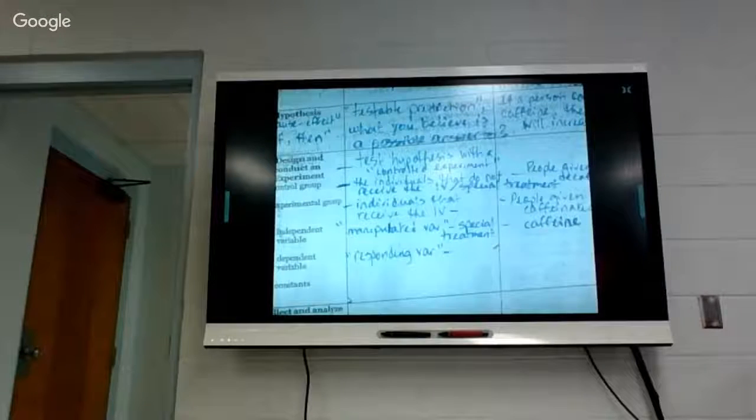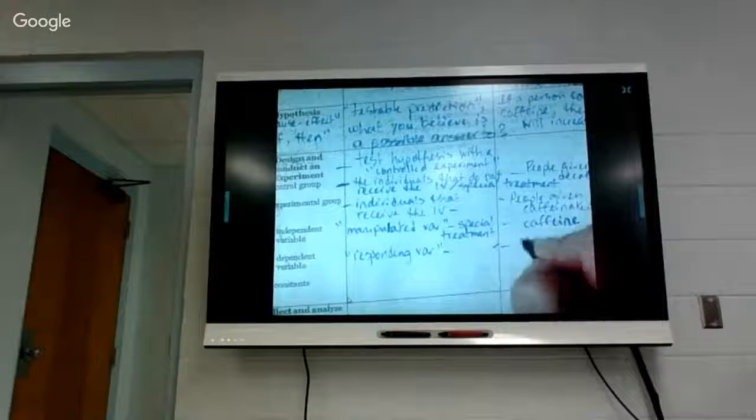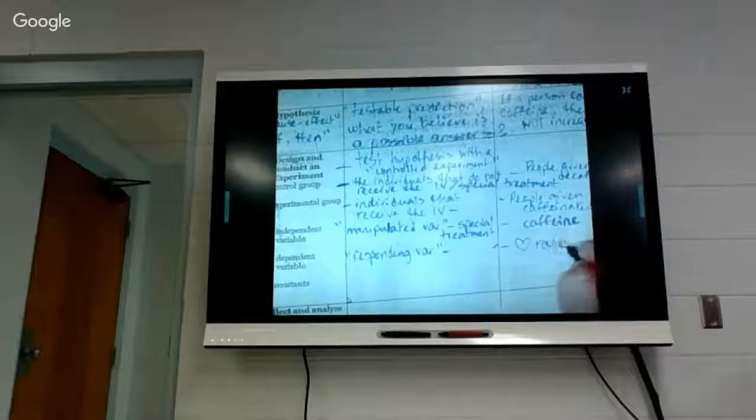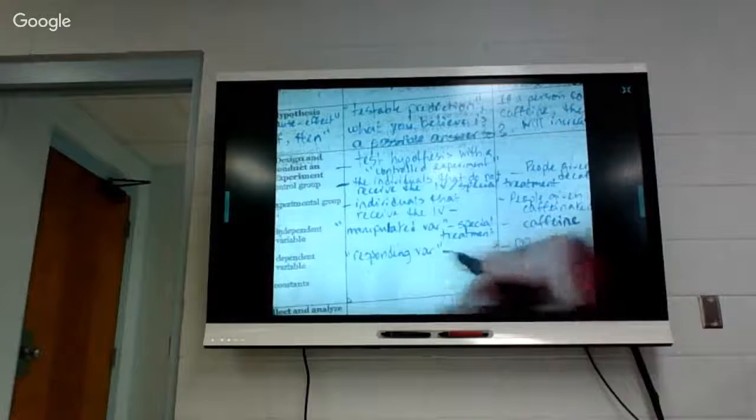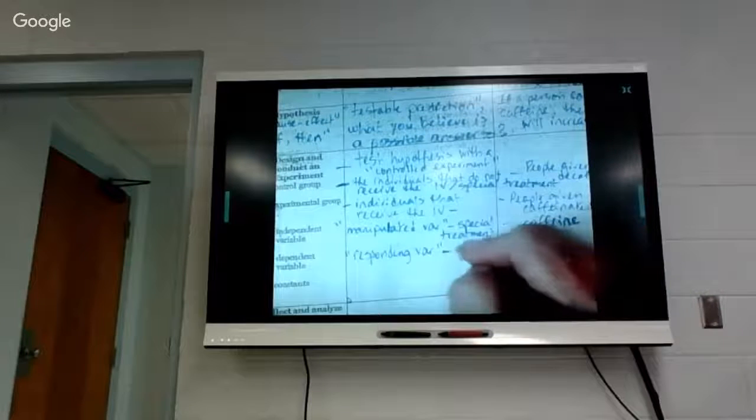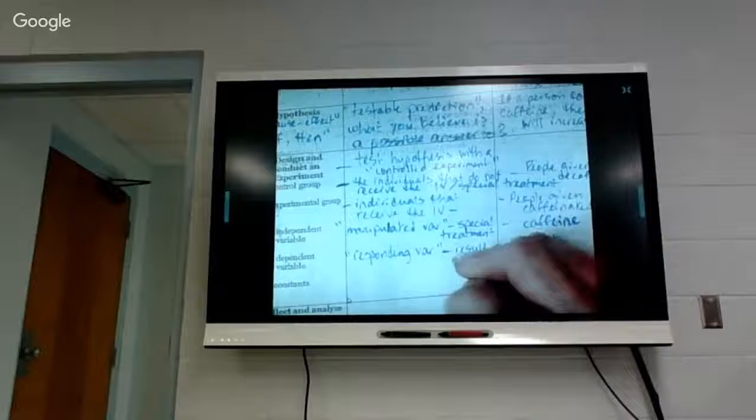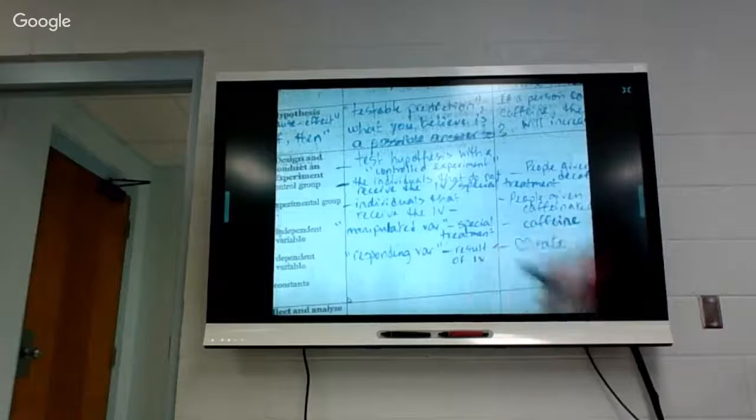So what are we monitoring again? Heart rate. Yeah, so here's heart rate. I'm just going to put it as heart. Here we go. And so this is going to be the result, or at least the predicted result, of the IV. So what's going to happen now, you may not notice any difference, but it's at least what you predicted there might be a difference in.